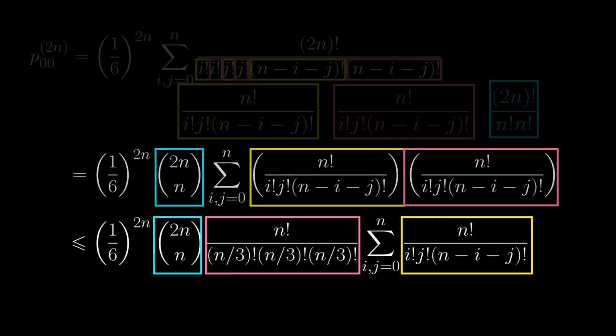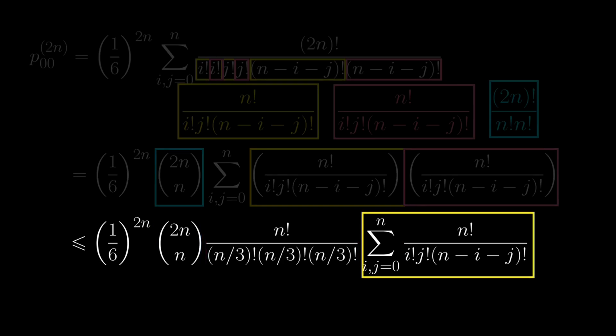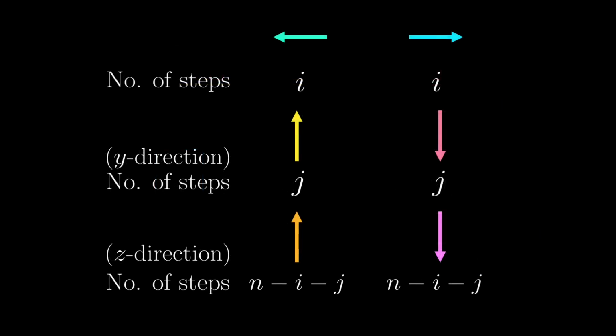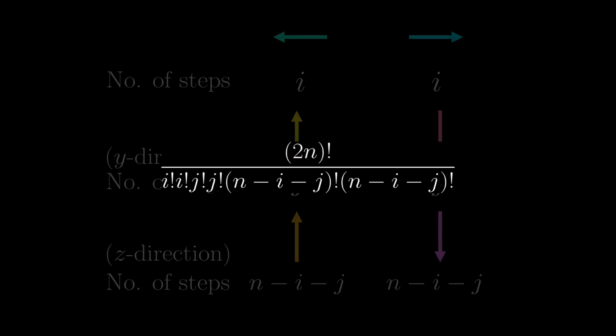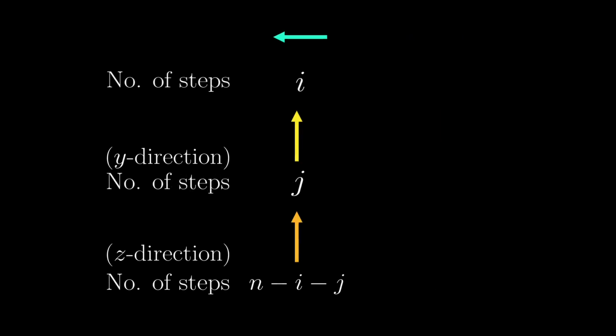The final thing we need to manipulate is this summation. This again has some combinatorial interpretation. Remember that the number of return paths for a specific value of i and j is this (2n) factorial divided by all these factorials. And similarly, if we only allow 3 directions totaling n steps, then the total number of paths given this specific set of values of i and j is the factorial thing that we are summing up.